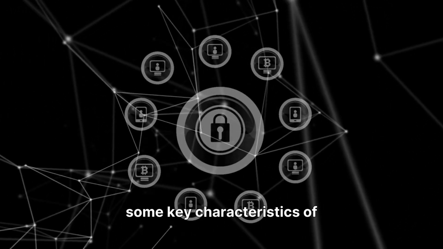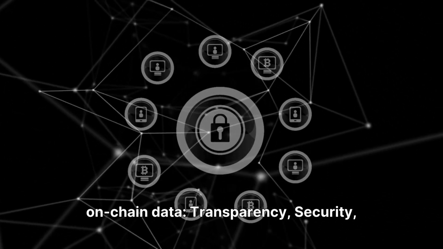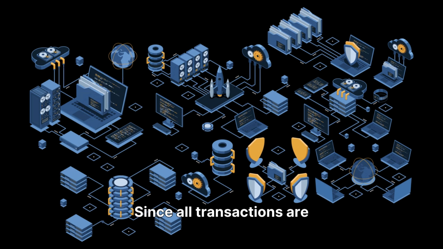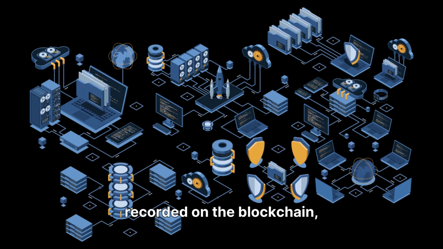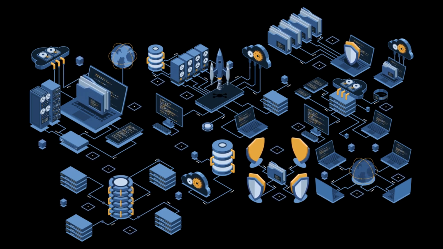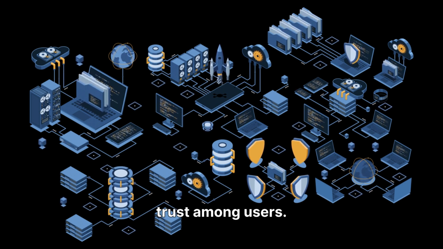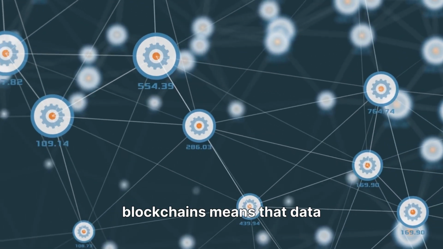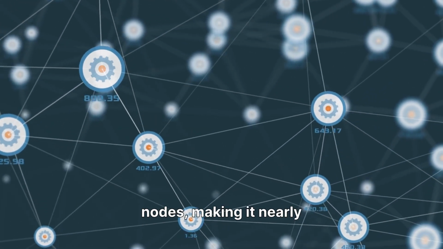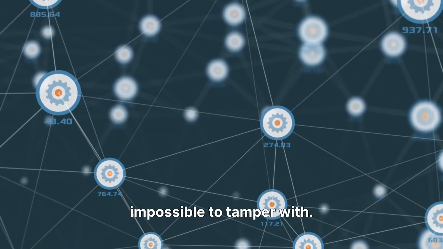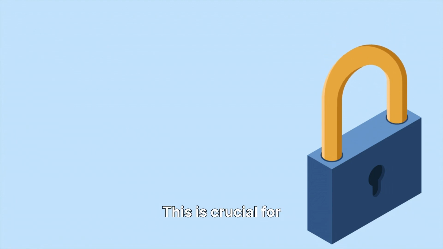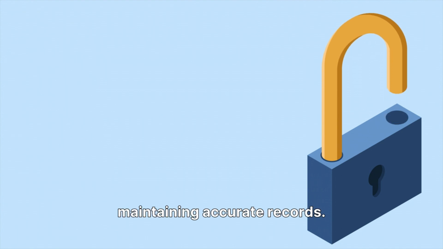Now, let's look at some key characteristics of on-chain data: transparency, security, and immutability. Since all transactions are recorded on the blockchain, anyone can view them. This helps in building trust among users. The decentralized nature of blockchains means that data is secured across multiple nodes, making it nearly impossible to tamper with. Once data is written on the blockchain, it cannot be changed. This is crucial for maintaining accurate records.